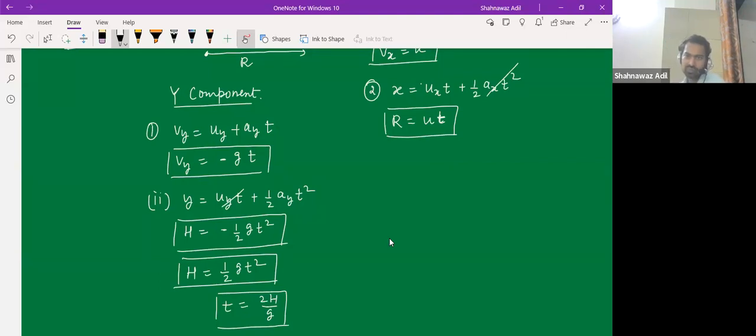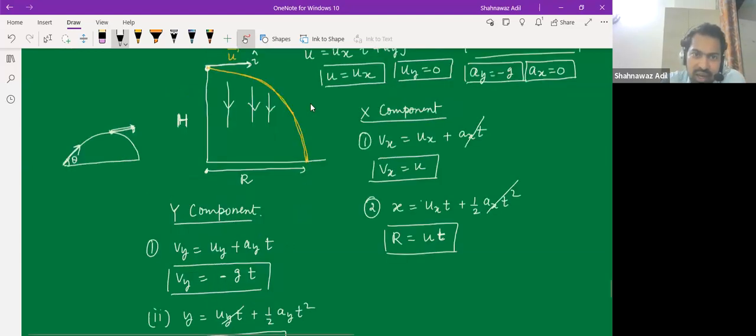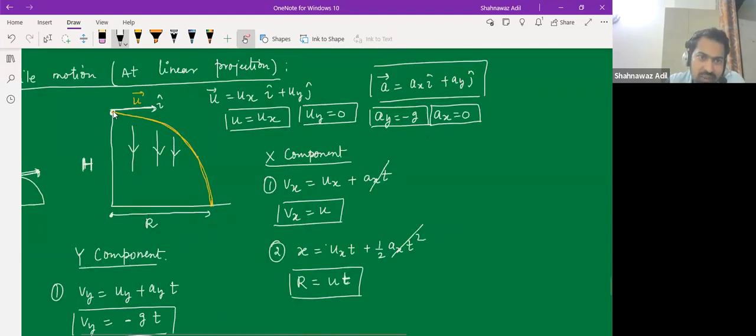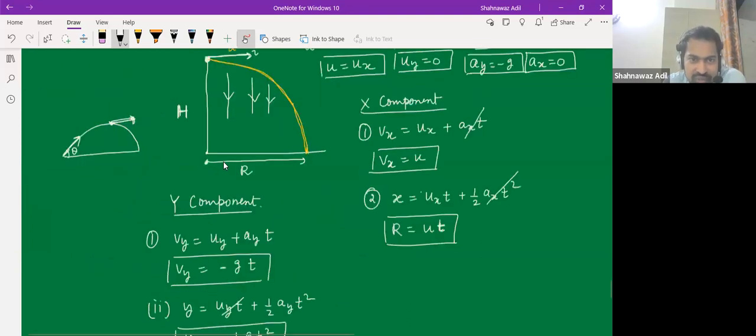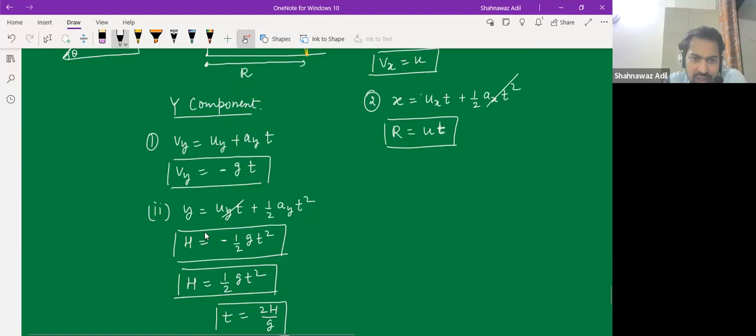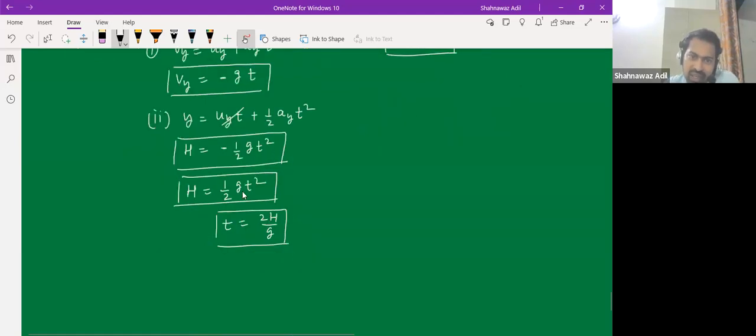Sir, how did it become positive? Yeah, this only depends on where we are measuring from, right? If we are measuring from this point and going downwards, that is negative. But if we are measuring from this point and going in this direction, this is positive. Is this clear? Yes, sir. This is only dependent on where we are measuring from, so this distance will always be positive, and we can take it as positive.